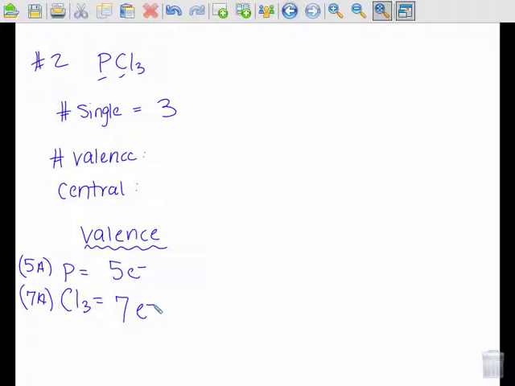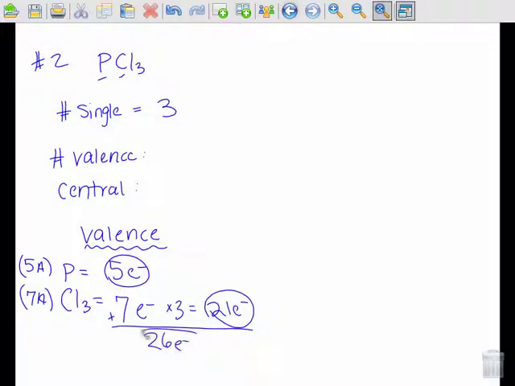Multiply by the subscripts. Phosphorus does not have one, so you don't multiply by anything. Chlorine has a subscript of 3. So I'm going to multiply 7 times 3 to get 21. To get the total, I'm going to add 5 and 21 to get 26. So this picture, either in dots or lines, should show 26 valence electrons. So that's what I'm going to write up here on the valence, 26.